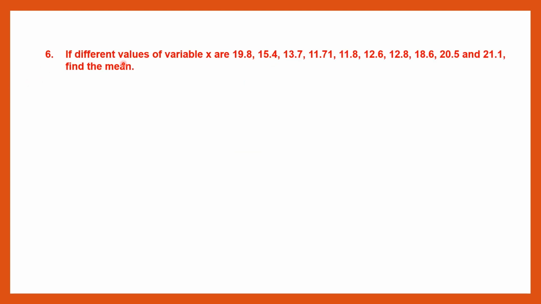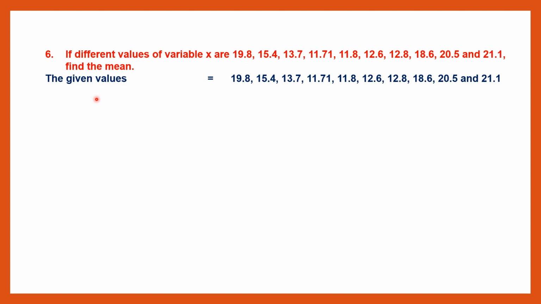Question 6. If different values of variable x are, so these are all the values of x. Remember, x is a variable, so it can take on different values. Now we have to find the mean of these values. So the given values are these, which is given to us. Sum of all these values or sum of all these observations, we need to add it up.